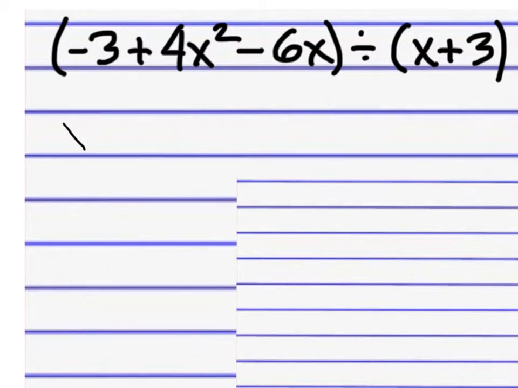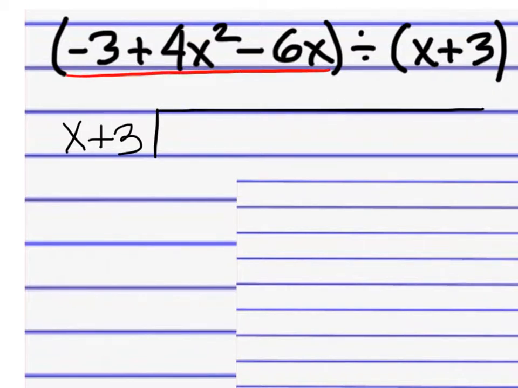Start with x plus 3, and you will divide that into this quantity. But you must make sure it's in descending powers of x. So you would start with 4x squared, and then minus 6x, and then minus 3. Put it in order from left to right of descending powers of x in a long division form. What you're dividing by goes outside the brackets. What you're dividing goes inside the brackets.